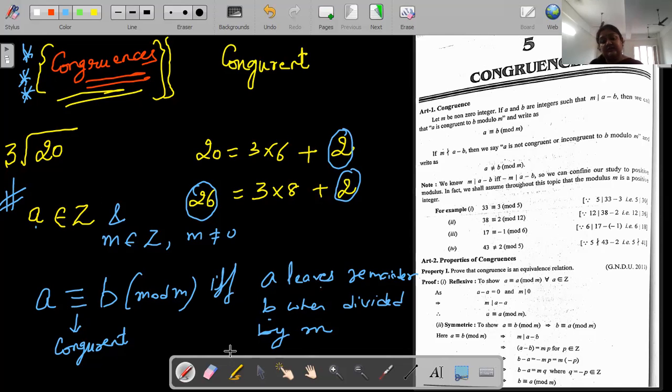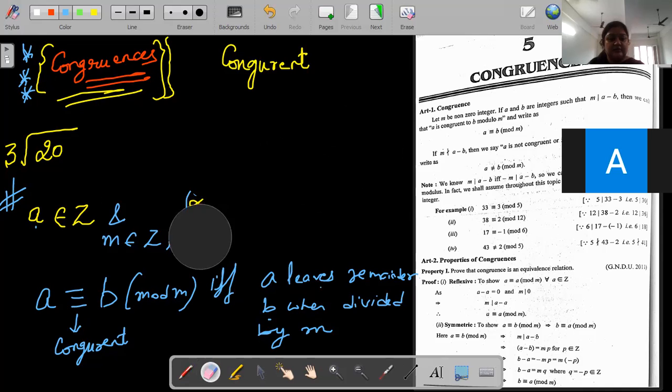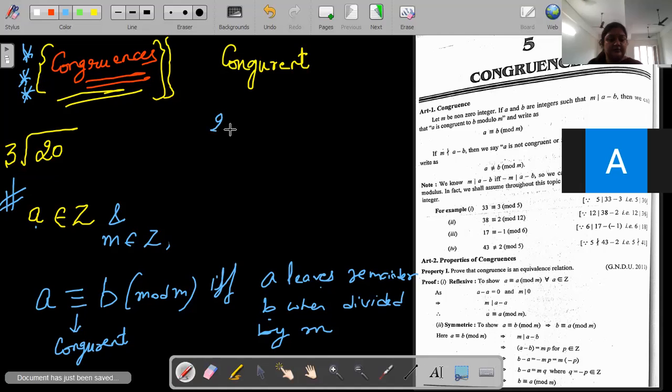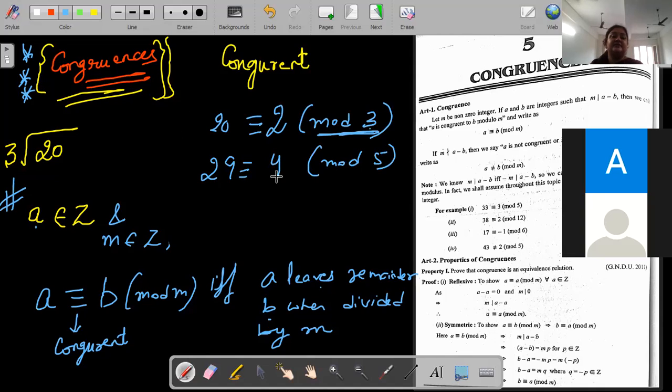Is it clear? Yes, ma'am. Right, so a very simple definition. So this is how we write it. Now if I ask you, 20 is congruent to which number mod 3? 20 is congruent to 2 mod 3. Mod 3 means the number with which you are dividing 20. Similarly, 29 is congruent to which number mod 5? 4. Is it fine, all of you?